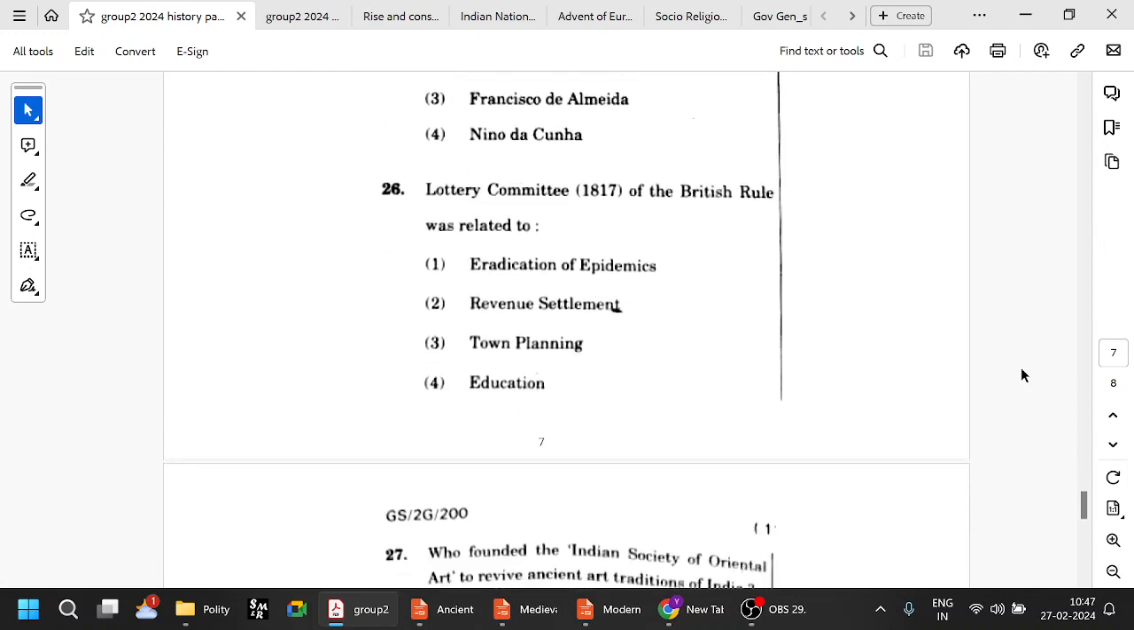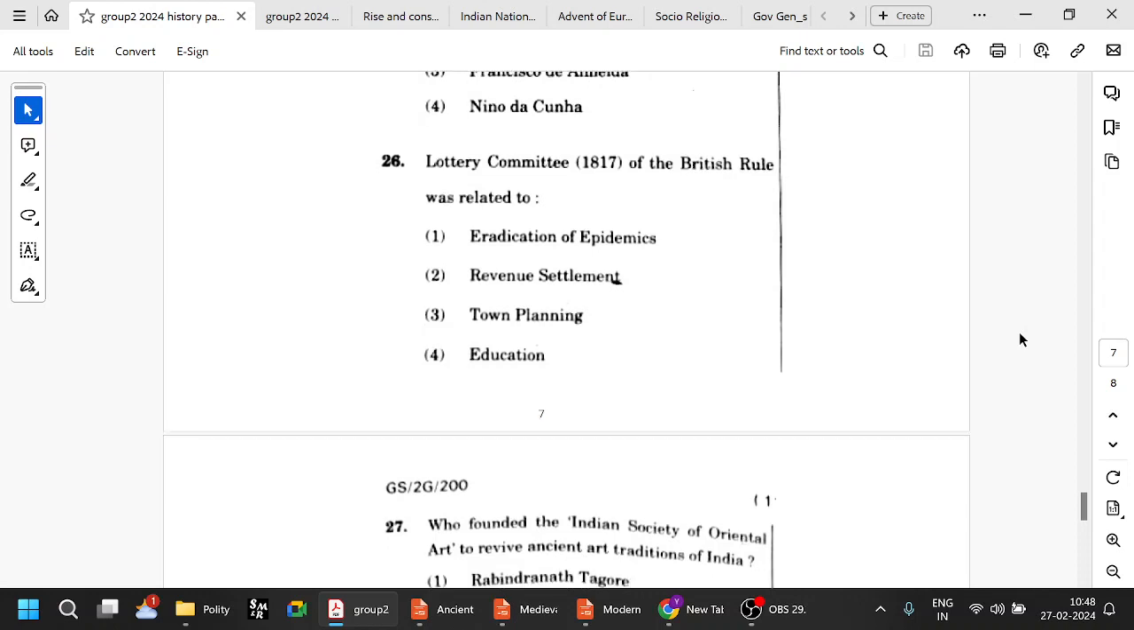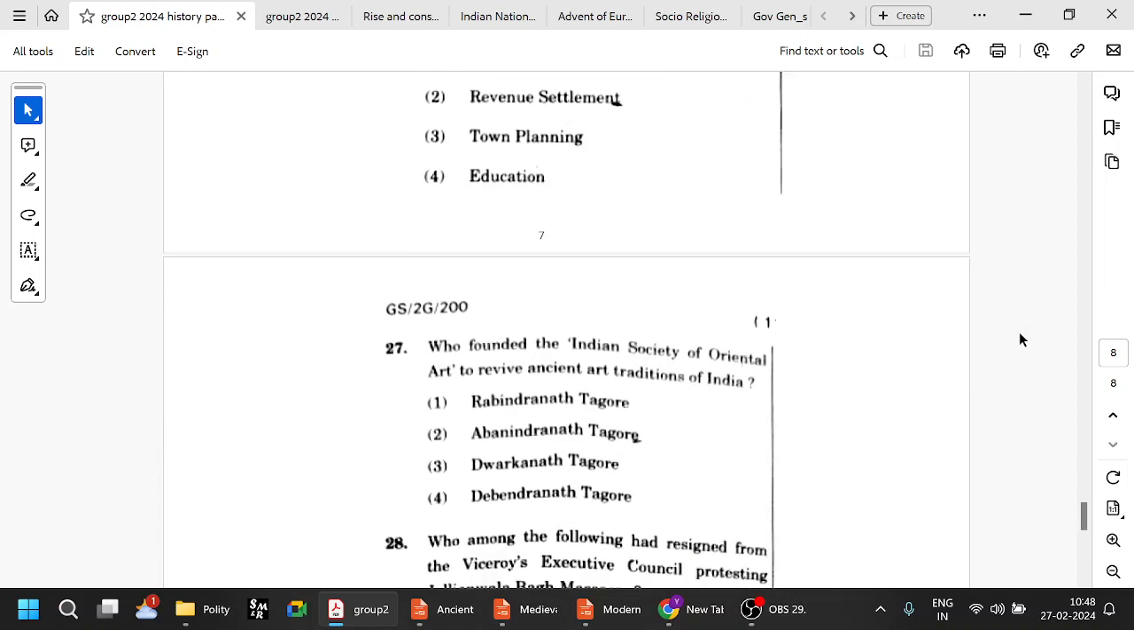Again, the Lottery Committee of 1817 of the British rule was related to town planning. Try to remember that. So revenue settlement, actually we have seen Permanent Settlement, Mahalwari, Ryotwari and all that stuff. So town planning is the right answer.